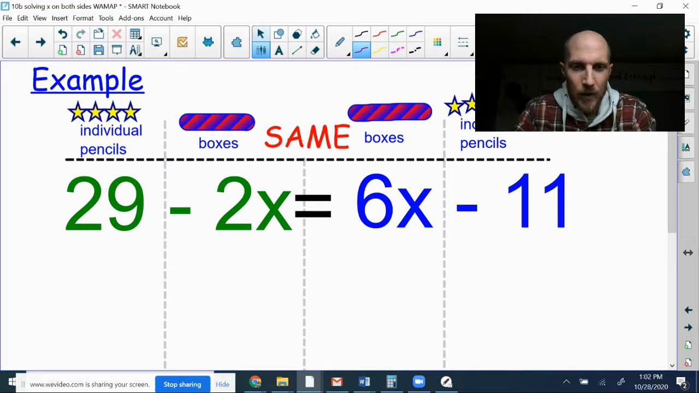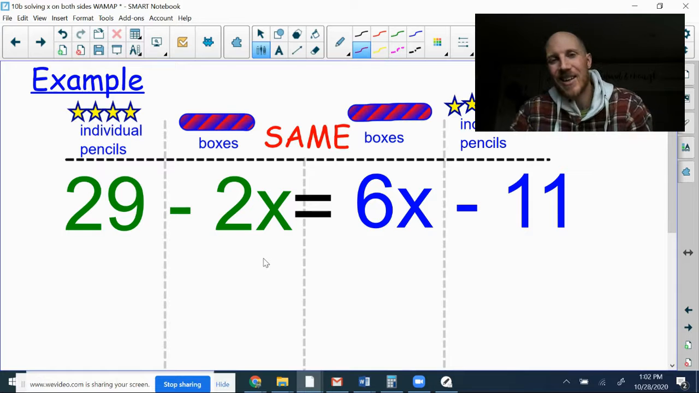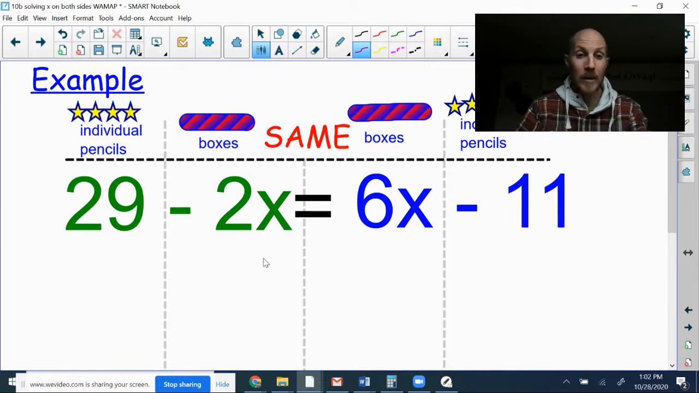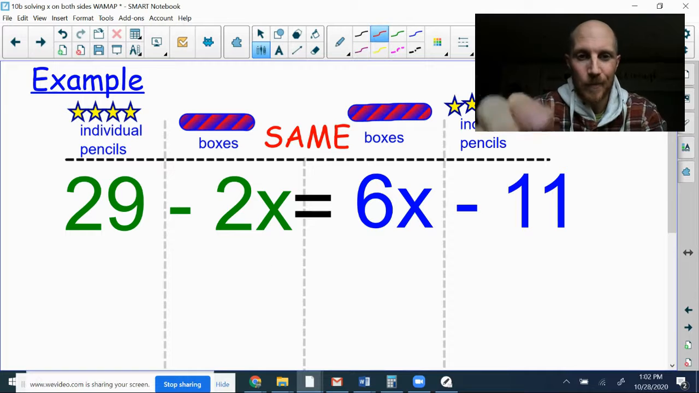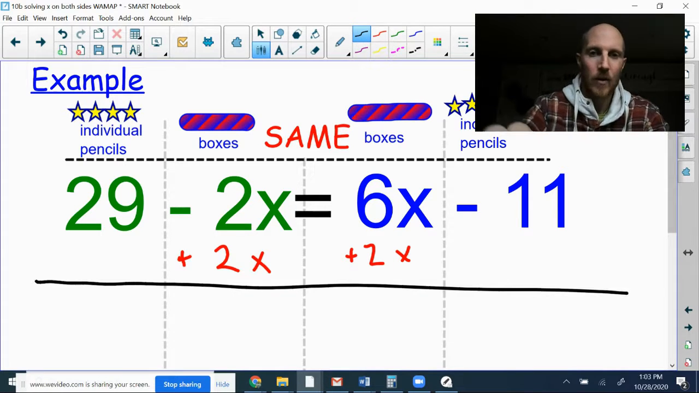Well, I don't know what you just said, but here's what I'm going to do. I don't like negative numbers. And I can see if I look at the next step, if I were to get rid of this blue 6x, I'd have to subtract 6x. And when I subtract 6x on the other side, I get a negative 2x. I subtract more, it's going to give me a negative number. And I would rather not deal with negative numbers if I don't have to. Totally possible, no problem. But I'd rather not. So I'm going to add 2x to both sides to get rid of this green negative 2x because I don't want negative numbers. Okay, so on the green side, individual pencils, 29, that does not change.